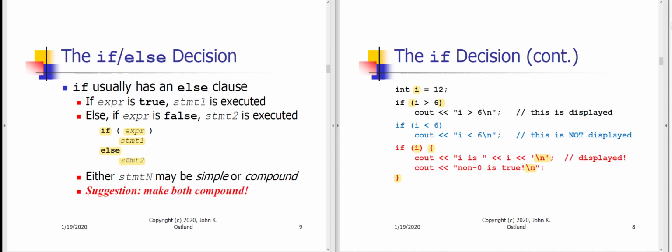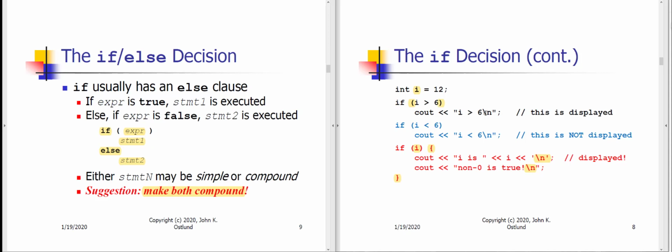For notational reasons, until you're pretty good with C++, I'm going to suggest that you go ahead and use compound statements both for the if part and for the else part. It's much easier to do debugging and to read code if you always use compound statements, even if the body of your if is only a single statement long. That is, over here on slide 8, we said if I is greater than 6, and then we had a single simple statement in the body of the if.